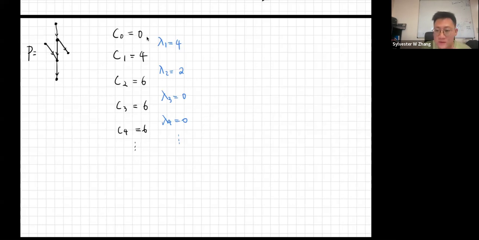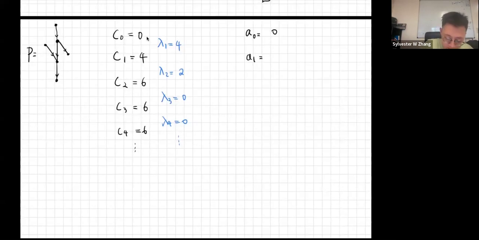Okay, I hope this makes sense. Let's calculate the A numbers. A0 again is 0. A1 is the maximal size of an anti-chain. Here, for example, this is an anti-chain, this is an anti-chain, and this is an anti-chain, but you're not able to do any better than that. So the largest size of an anti-chain is 2.